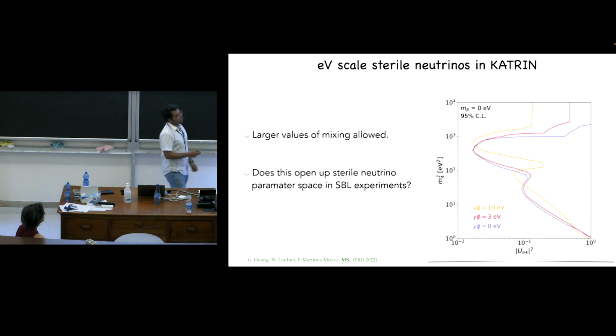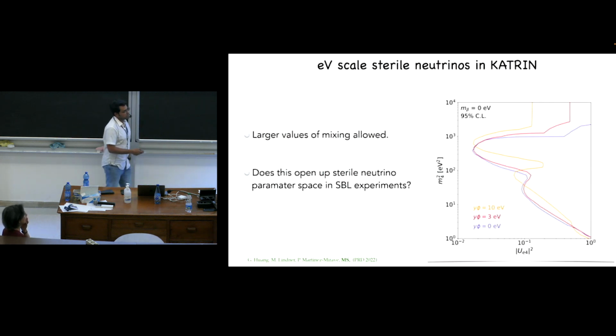So for example, if you do like a generic scan of what KATRIN would be able to exclude in this M4 and UE4 parameter space, this blue line is what it would roughly see if you do not have any dark matter. But as soon as you switch on these dark matter couplings, then this starts shifting towards the right. So you have larger values of mixing angle which are allowed for a given mass. And this is important because this says that this in principle can allow you to open up some parameter space, in the sense that you're allowed to have larger values of the vacuum mixing angle in these things, which would be relevant for your short baseline anomalies.